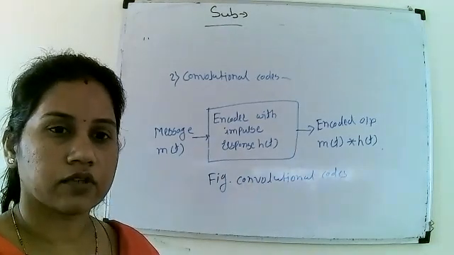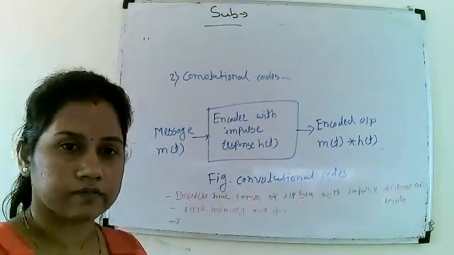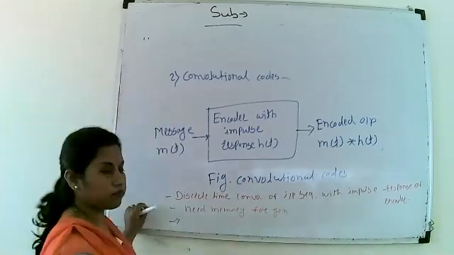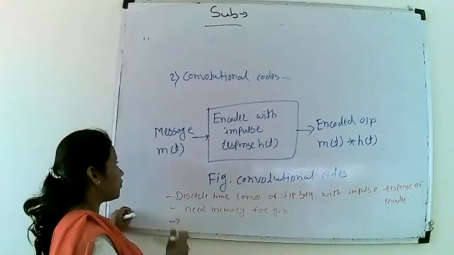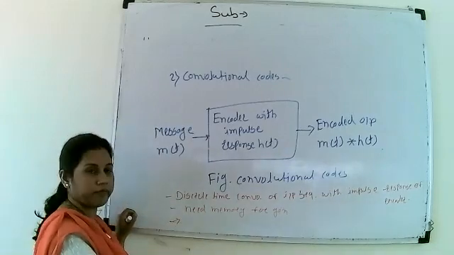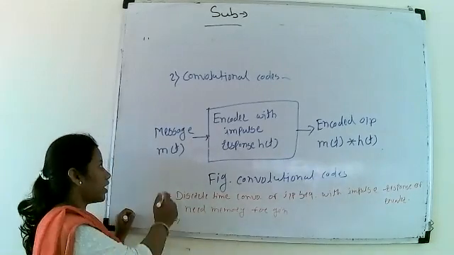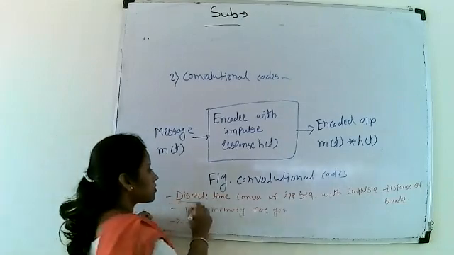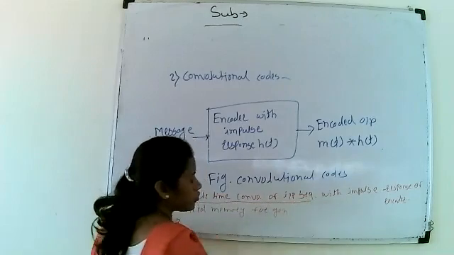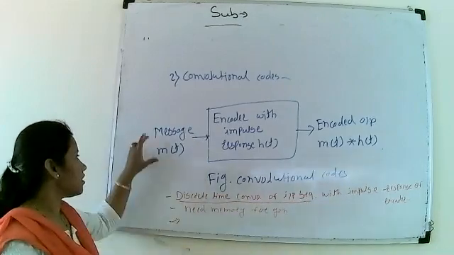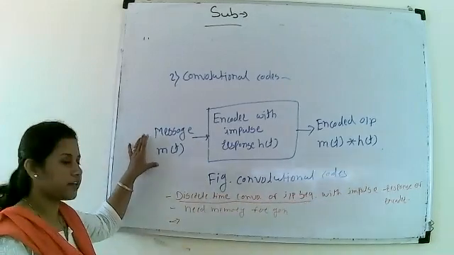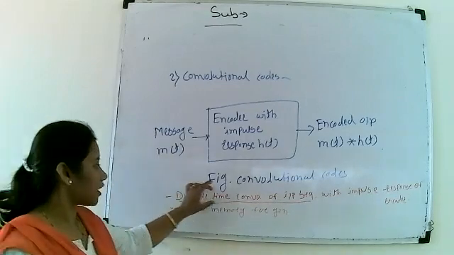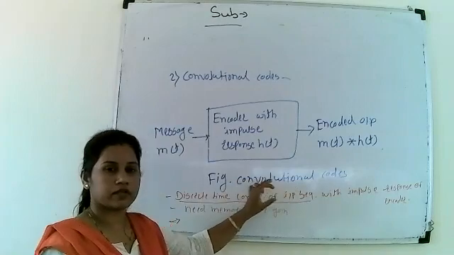How can convolutional codes be generated? See what will happen in the encoder with impulse response. Whatever the message bits m of t are, these are nothing but the discrete time convolution of the input sequence. These messages should be in discrete nature, and this is called discrete time convolution of input sequence.